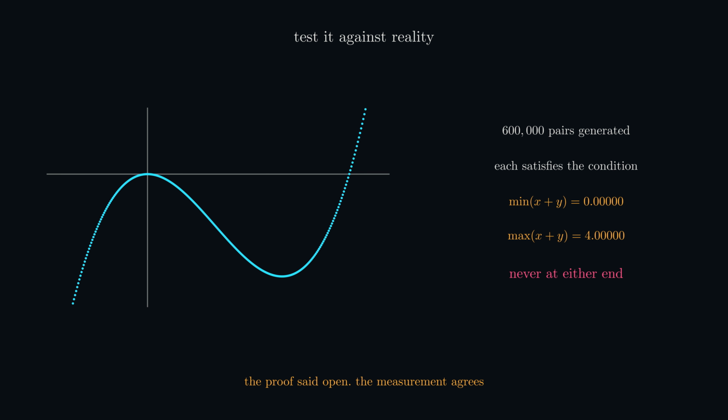The smallest sum observed, 0.00000. The largest, 4.00000. Never outside the interval. Never sitting on either end. The proof said open. The measurement agrees.